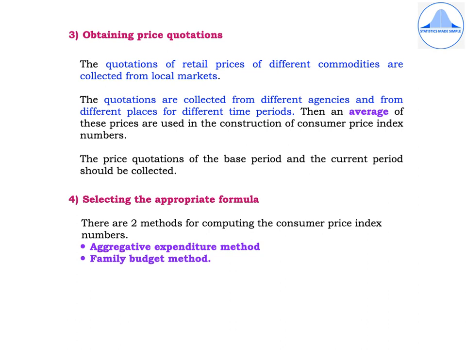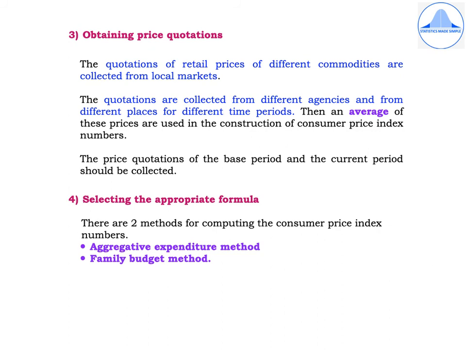The third step is to obtain the price quotations. The quotations of retail prices of various commodities are collected from local markets, and these quotations are collected from different agencies and from different places for different time periods. Now, an important point to remember here is an average of these prices are used in the construction of consumer price index numbers, and the price quotations of the base year and the current year should also be collected.